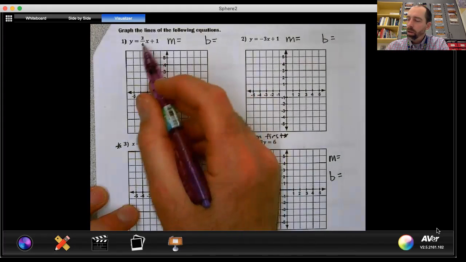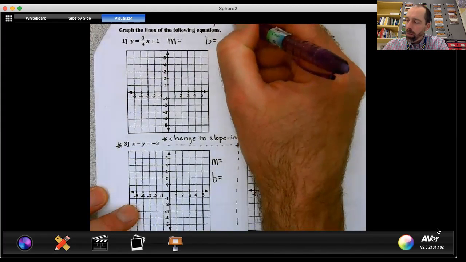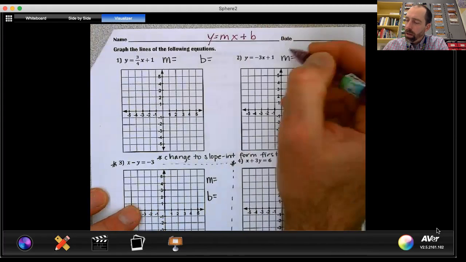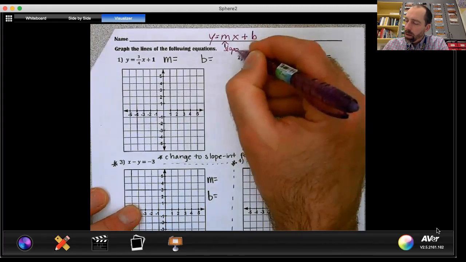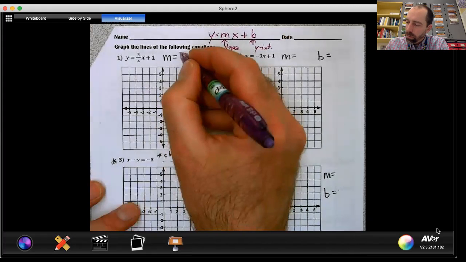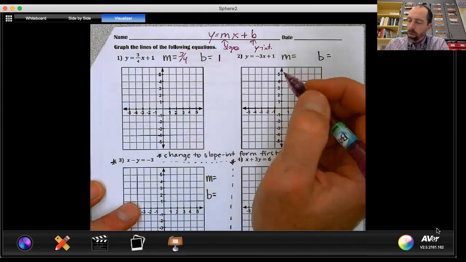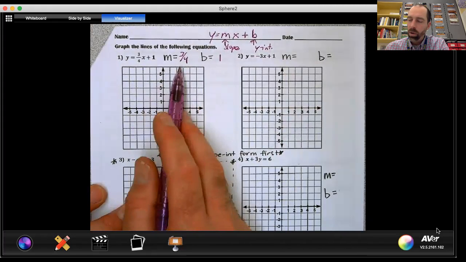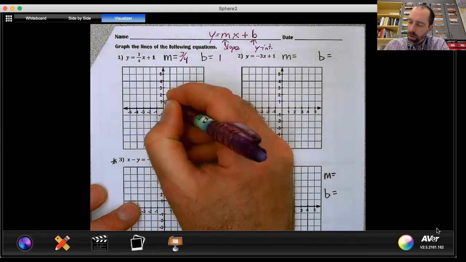When we look at this equation, we have to remember the slope-intercept form of an equation is y equals mx plus b, where m is the slope and b is the y-intercept. Looking at this first equation, we can see the slope is 3/4 and the y-intercept is 1. We want to start by plotting the y-intercept because the slope tells us where to go from a starting point. So we need to know where to start. The y-intercept tells us to start at (0, 1).